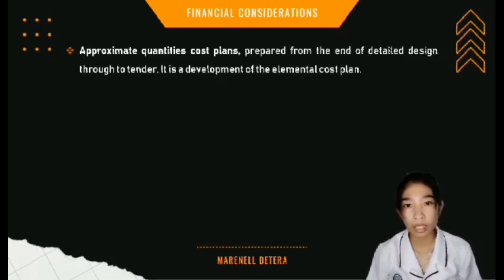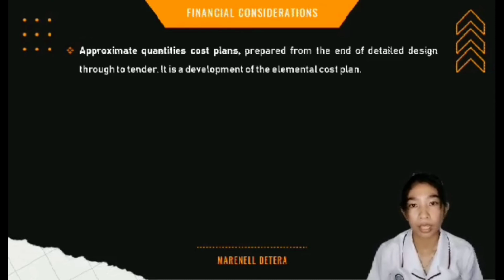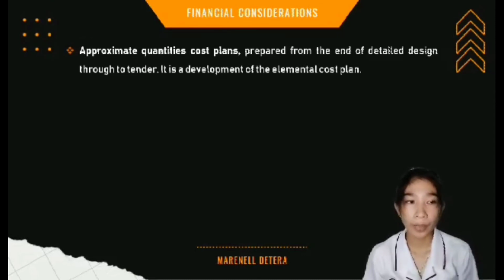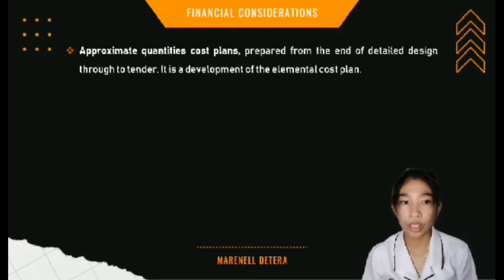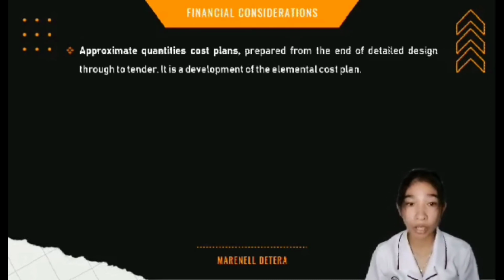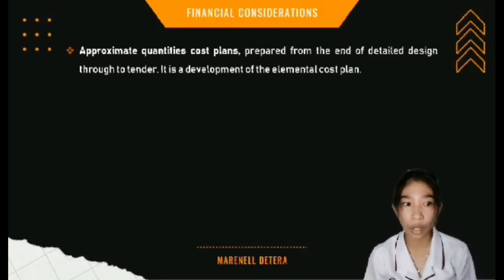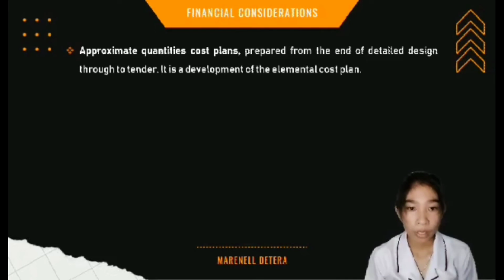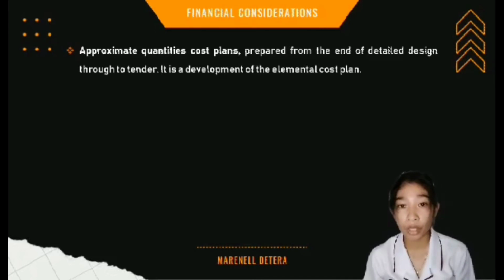Approximate quantities cost plan is a development of the elemental cost plan. But unlike the elemental cost plan, in which the cost of elements is broken down from the overall construction cost based on the experience of the cost consultant and known cost of similar completed projects, the approximate quantities cost plan is a first attempt to measure defined quantities from drawings.